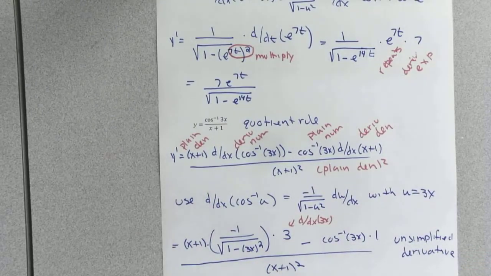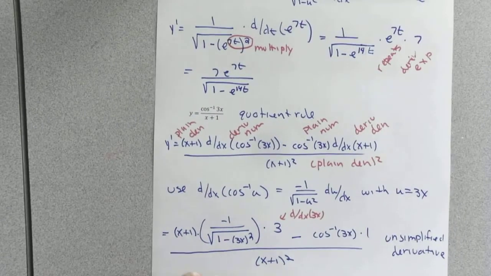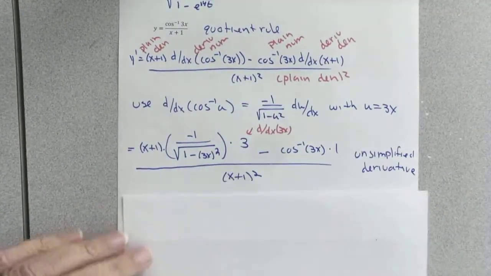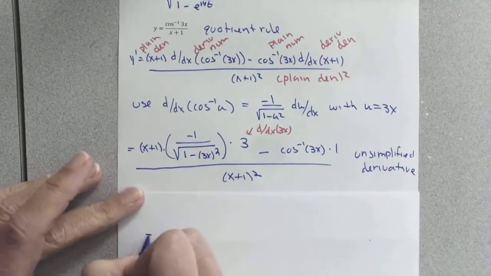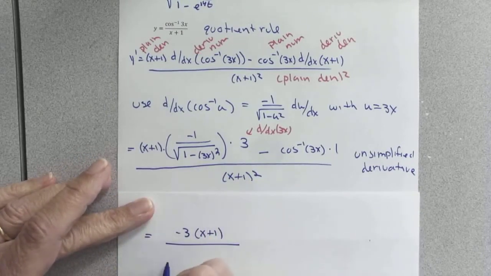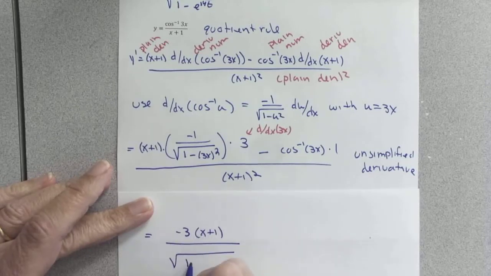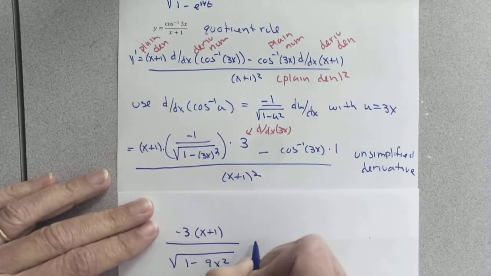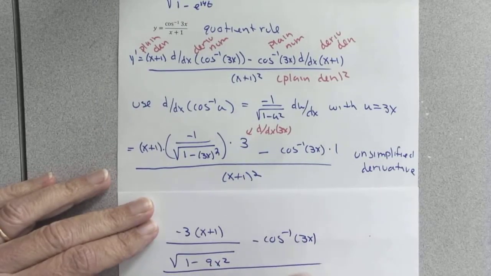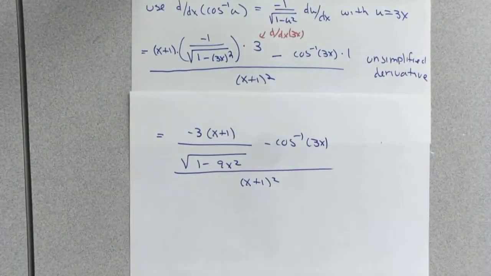Now we are going to simplify it. I'm never going to accept something that looks that nasty. So starting to simplify this, that first guy up there is going to be -3 times x plus 1 over the square root of 1 minus 9x squared, minus 3 cosine inverse of 3x, over x plus 1 quantity squared. Can't see all that. Let's move that up. There, you can see that better.